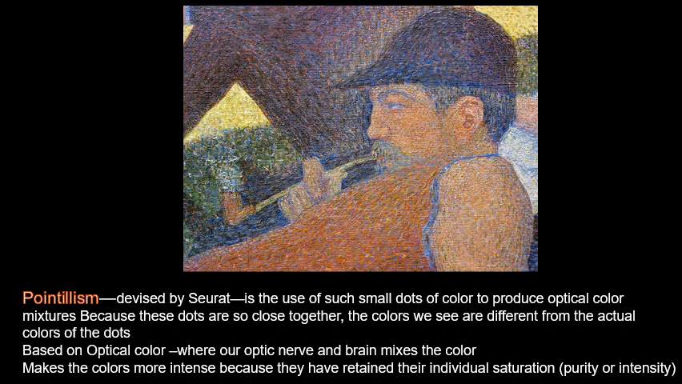Okay, so Seurat devised this painting style called pointillism in the French Impressionist time period, and that's simply pure colors, dots of color placed next to each other, and we step back and mix it in our head. So he's used optical color here and used it as this painting style, small dots of color.